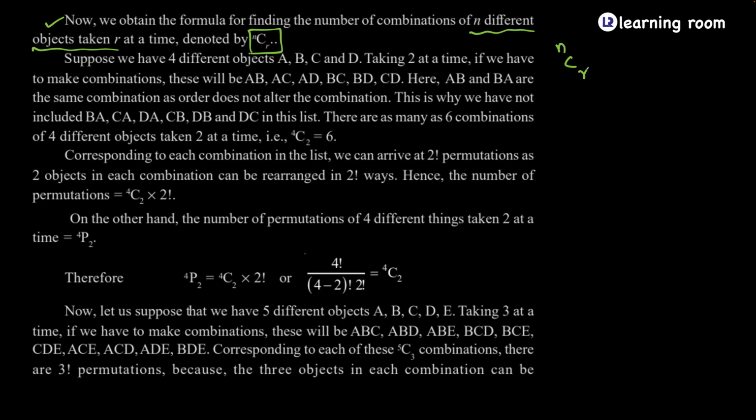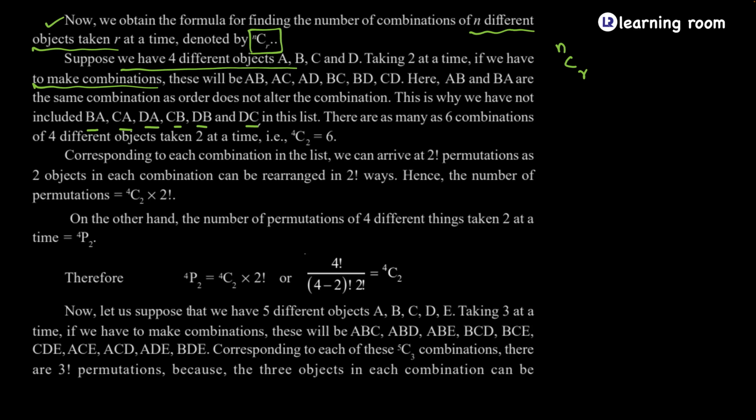Now let's understand how NPR and NCR are related. For that, let's take an example. Suppose we have 4 different objects A, B, C, D, of which you need to take 2 at a time. So if we have to make combinations, then what are all the possibilities? You'll write AB, AC, AD, BC, BD, and CD. Here, AB and BA are the same because order is not important, right? So that is why we did not write BA, CA, DA, CB, DB, or DC, exactly the reverse of all these cases. So how many cases actually came out? There are only 6 cases.